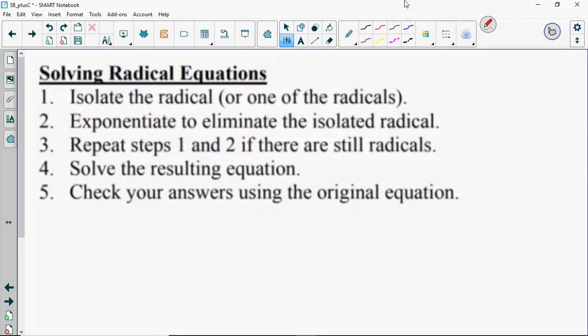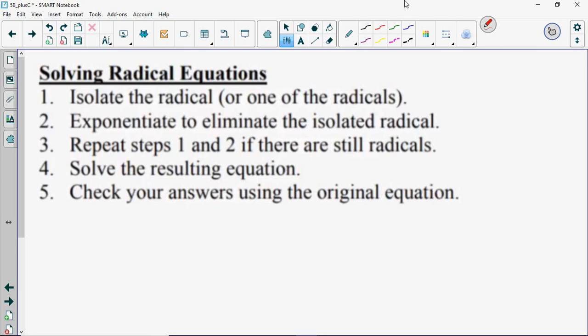All right, and that brings us to radical equations. So we saw radicals in the previous video. Now we're going to solve equations with them. And the steps for these are, first we're going to isolate the radical, so get the radical by itself, just like we did with absolute values. And I wrote here in parentheses, or isolate one of the radicals, because there might be more than one, just like we had more than one absolute value in some of the previous examples.